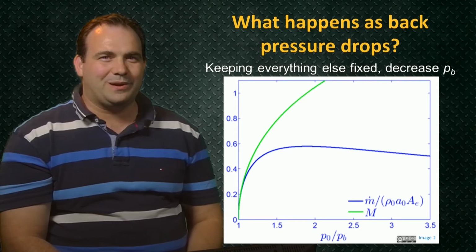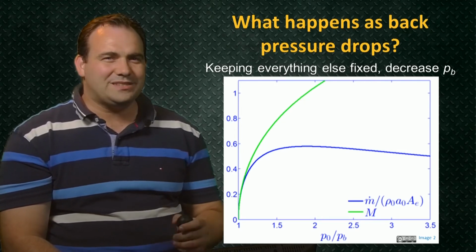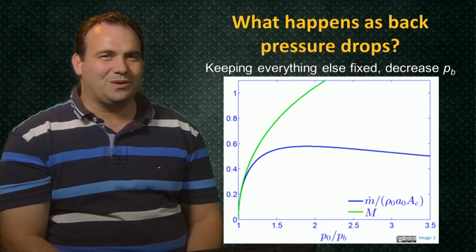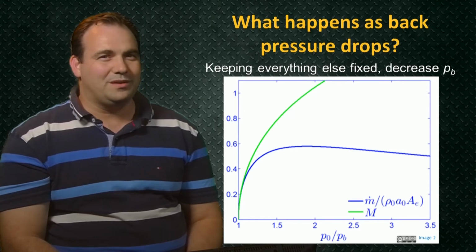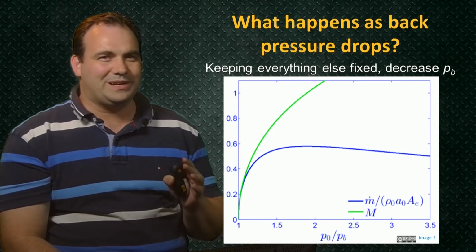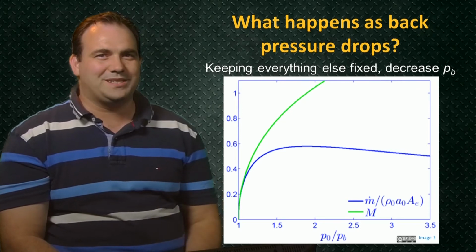Let's examine what happens to this mass flow rate if we keep the conditions inside the tank fixed and lower the back pressure surrounding the tank. The mass flow rate, normalized by some constants, is plotted in blue versus the ratio of the pressure inside the tank to the back pressure.